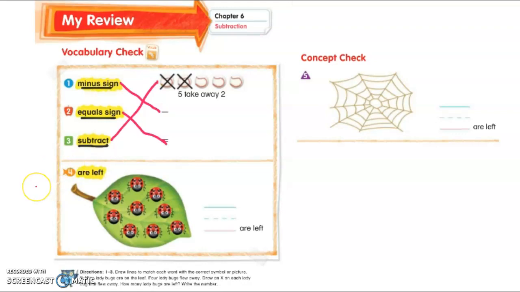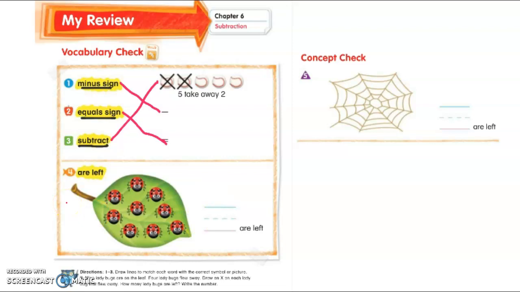All right, let's look at number 4. Our vocabulary that we used was "are left." So remember, we would say something minus something. How many are left? Or if we start with 5, take away 3, how many are left? So let's do that with these ladybugs.